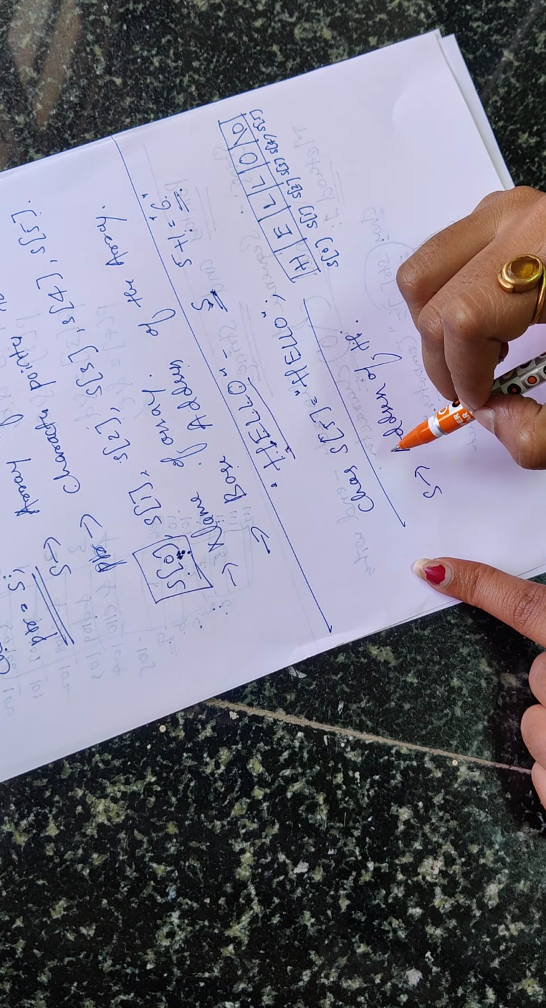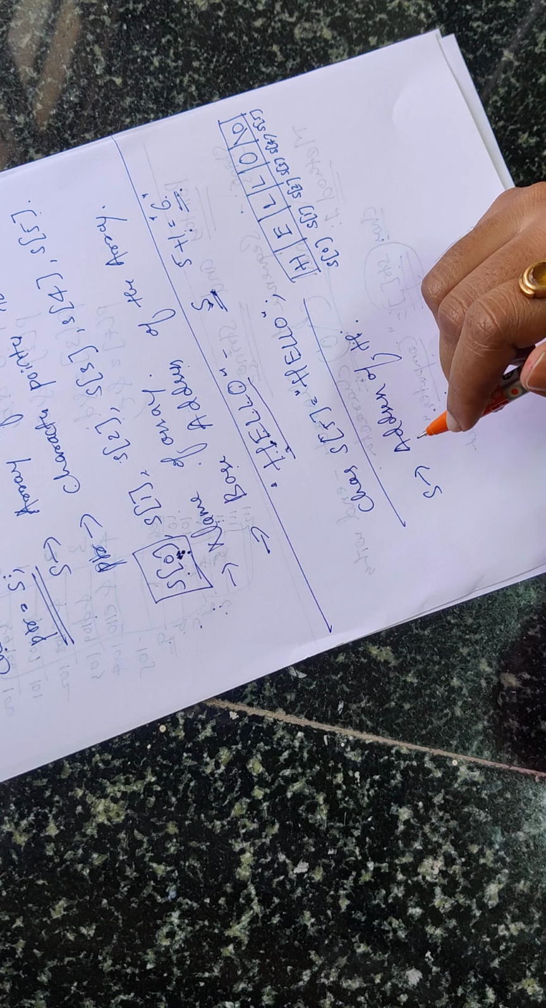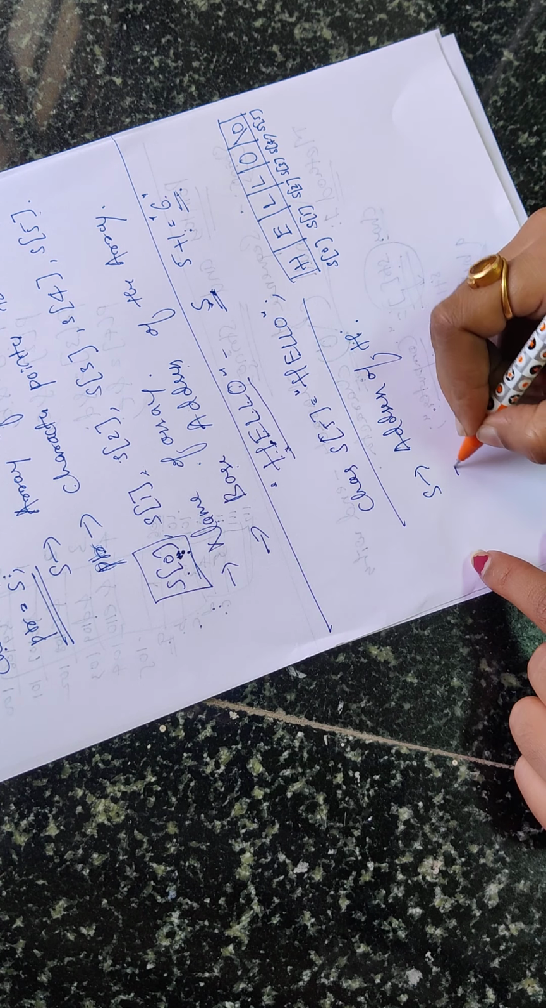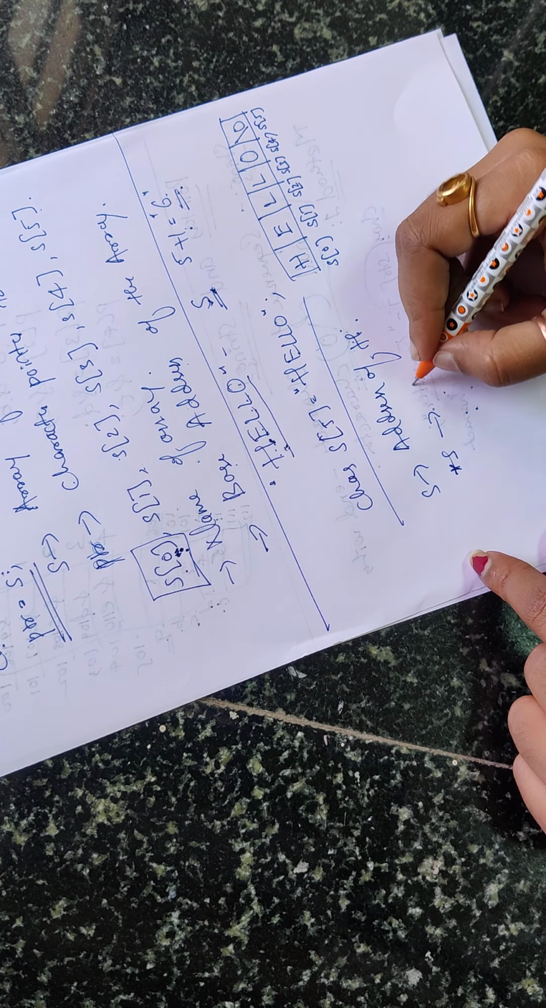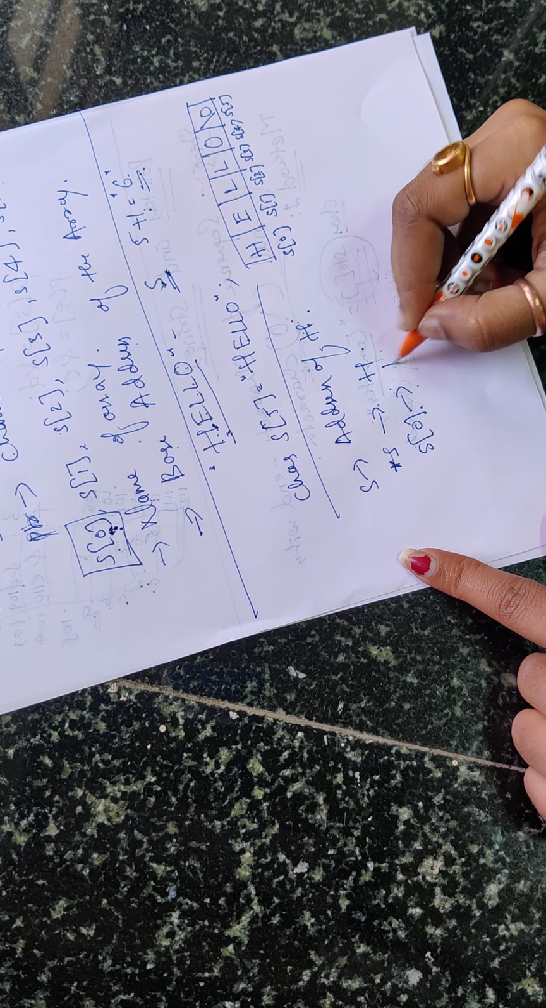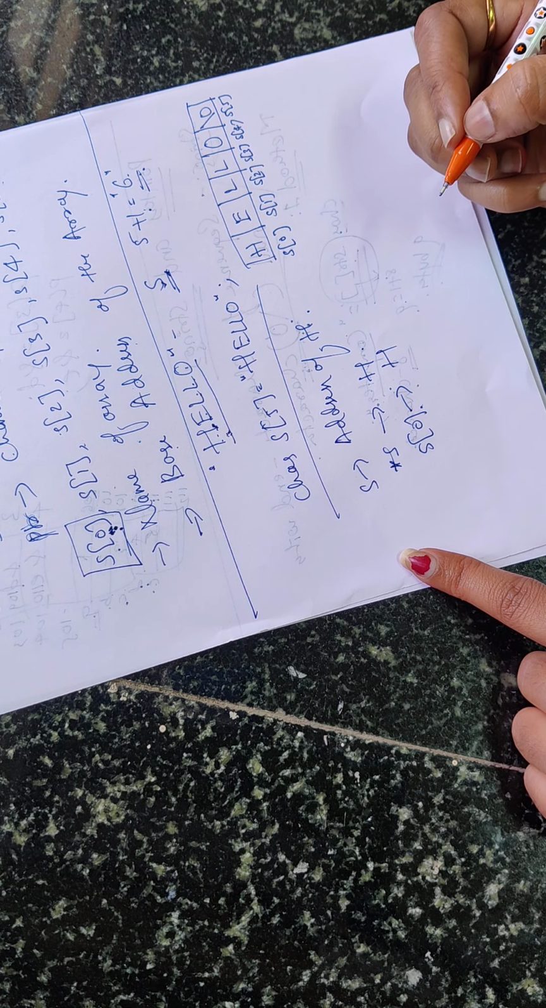That is called the base address of the array. Here, asterisk of S will give you the H value. S of 0 will also give you the H, the value of S.